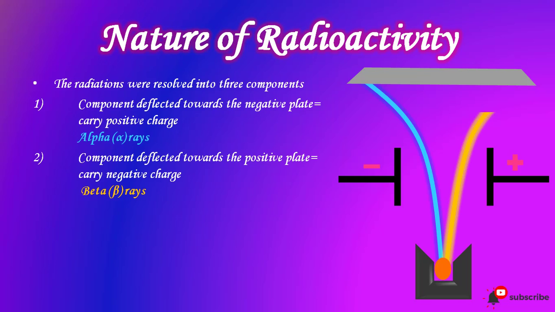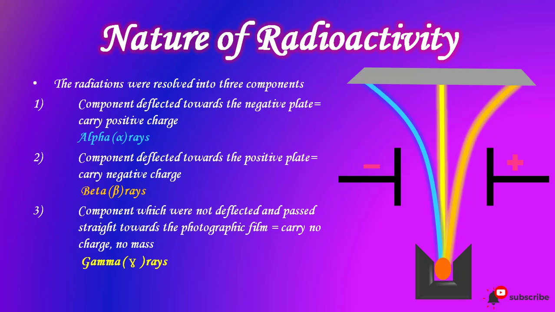The second component was deflected towards the positive plate, proving that it carried a negative charge. These were named beta rays. The third type carried no charge, no mass, and was not deflected in the electric field. They were named gamma rays. This is how the radioactive rays and their properties were studied by Ernest Lord Rutherford in 1902 AD.